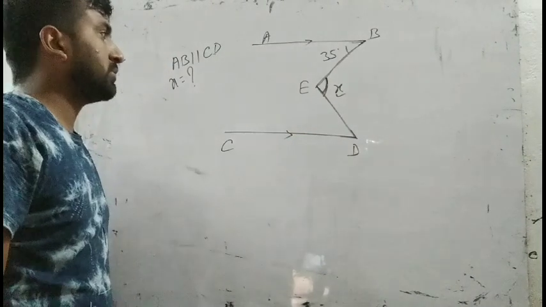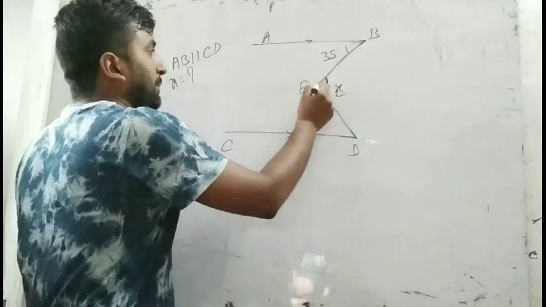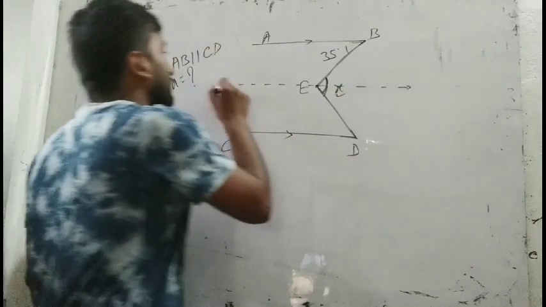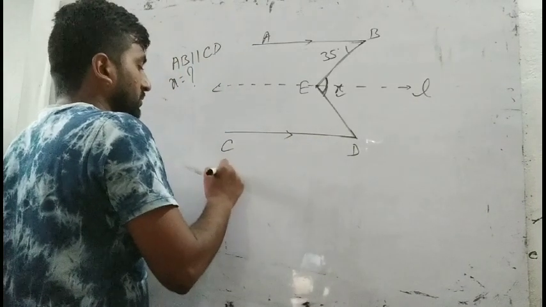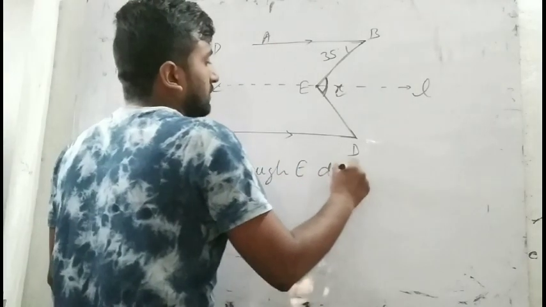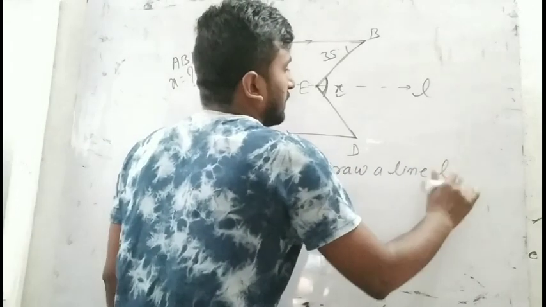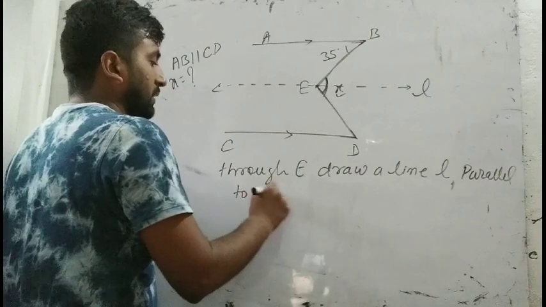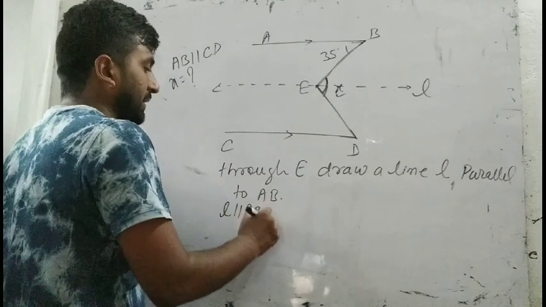Sometimes we need to construct some things. Here, we construct a parallel line through E. Suppose we draw a line L through E, parallel to AB, so that L is parallel to AB and AB is parallel to CD.